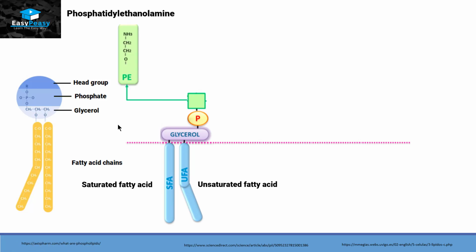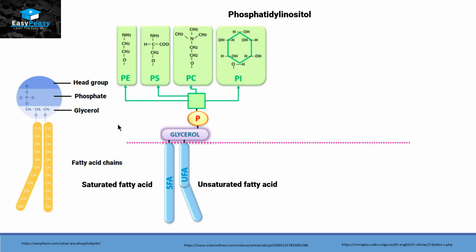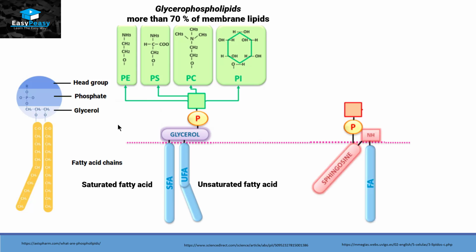This head group can be phosphatidyl ethanolamine, phosphatidyl serine, phosphatidyl choline, or phosphatidyl inositol. This compound is called a glycerophospholipid, and it makes up more than 70% of the lipid membrane. The remaining 30% includes another kind of lipid that looks like this.